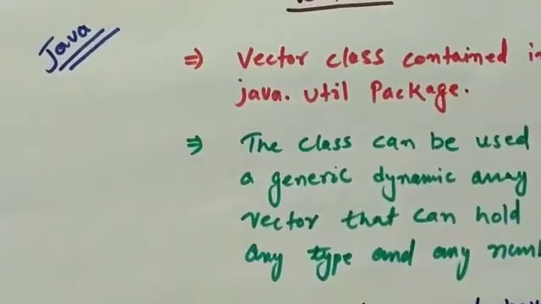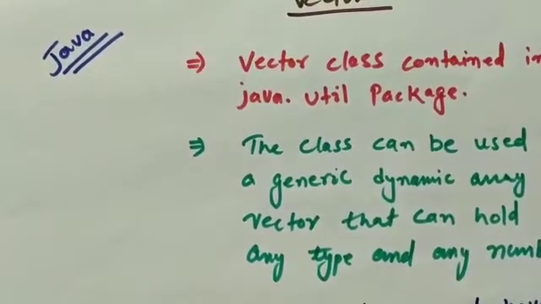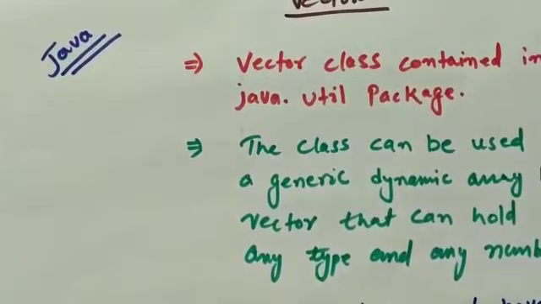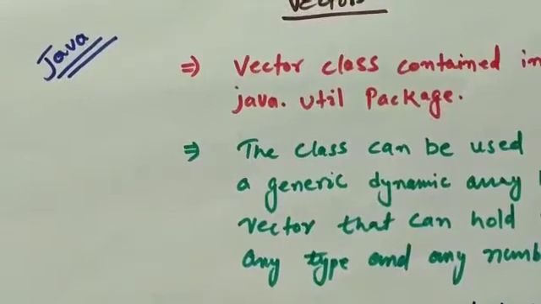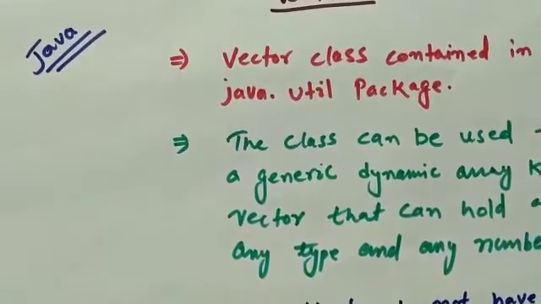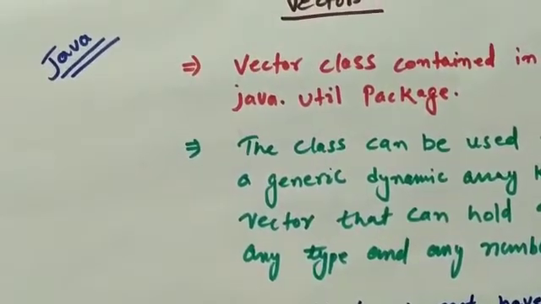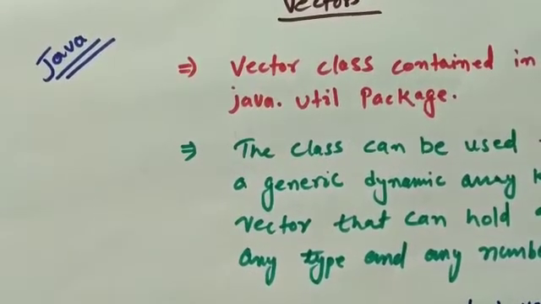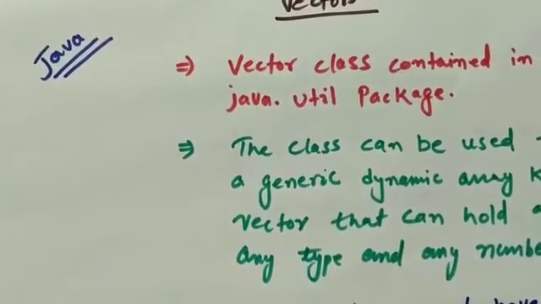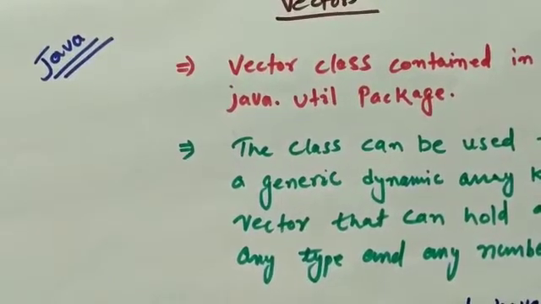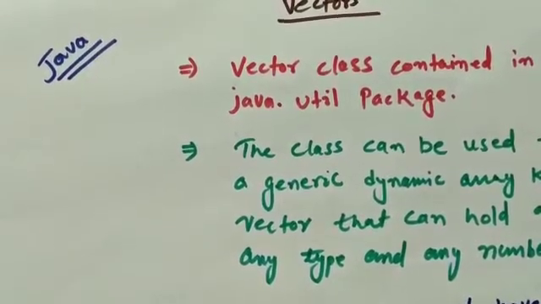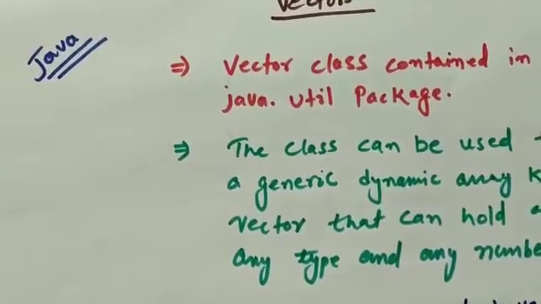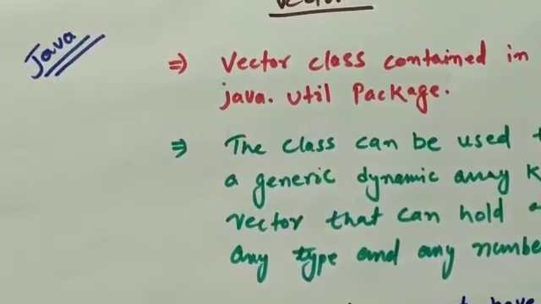Hello everyone. Today I am going to show the use of the Vector class in Java. We use the Vector class in Java for creating heterogeneous types of data, because we insert homogeneous data in an array, but sometimes if we want to insert different types of data, heterogeneous data, we will use Vector. Here I am going to explain the definition of Vector.